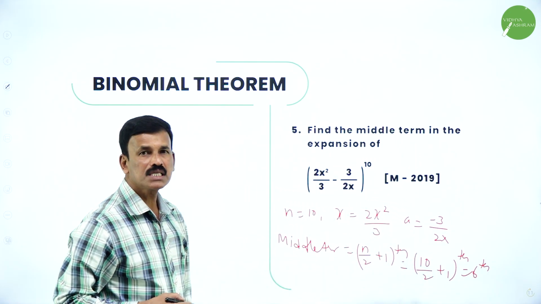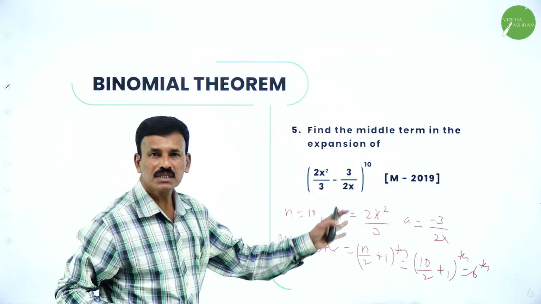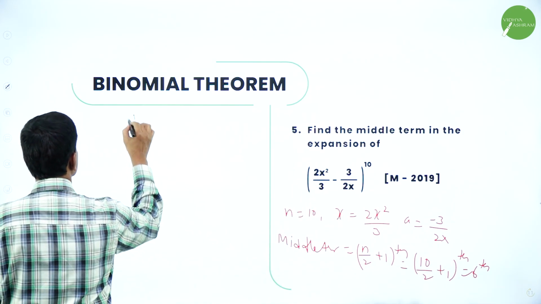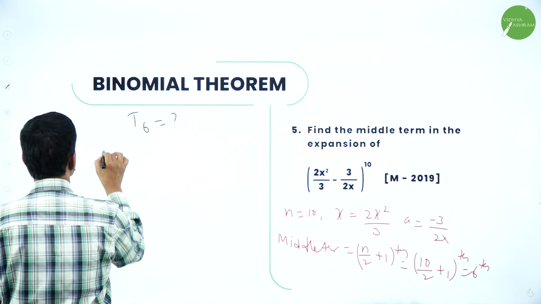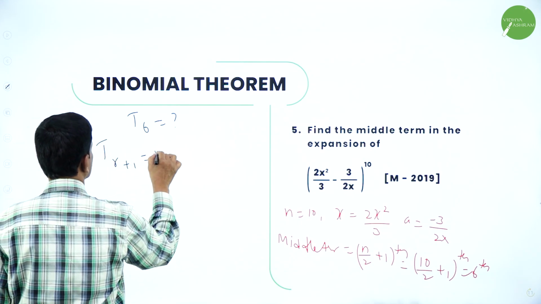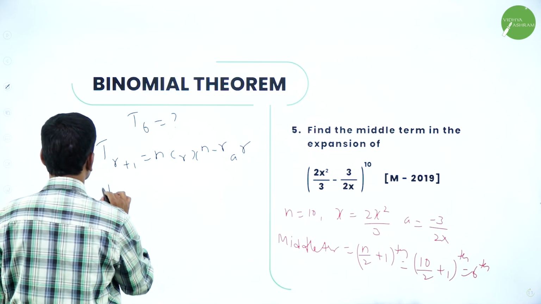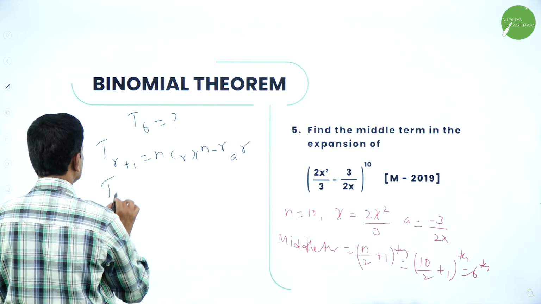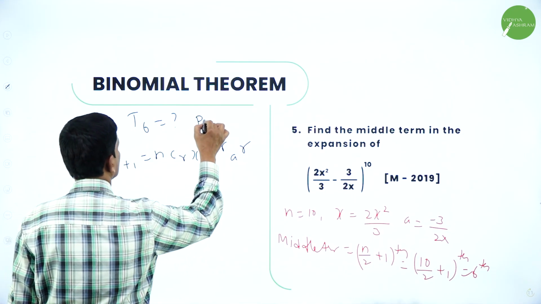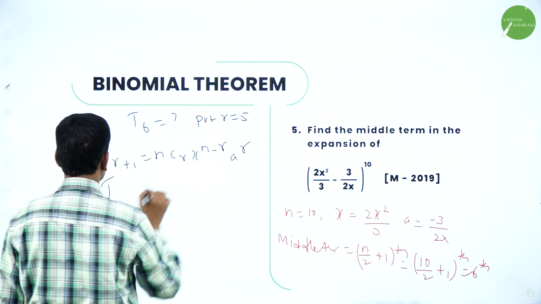So n by 2 plus 1th term. So the middle term is the 6th term. Find out T6, that's all. T6 is the question mark. Now what is the formula? T(r plus 1) is equal to nCr x to the power of n minus r a raised to r. For the 6th term, put r is equal to 5, that's it.